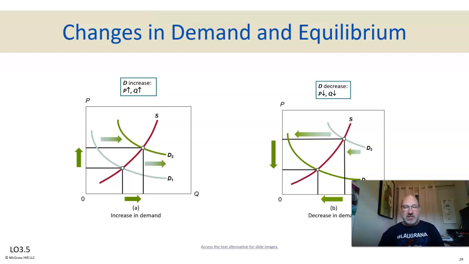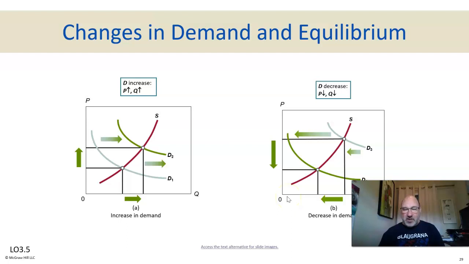So here we go, changes in demand and equilibrium. We're going to do changes in demand, changes in supply, and then we got some tables. If we start at D1 and shift to the right to D2, you will notice that price and quantity both increase. If we start here at D2 and move to D3, that is a decrease in demand and both price and quantity decrease.